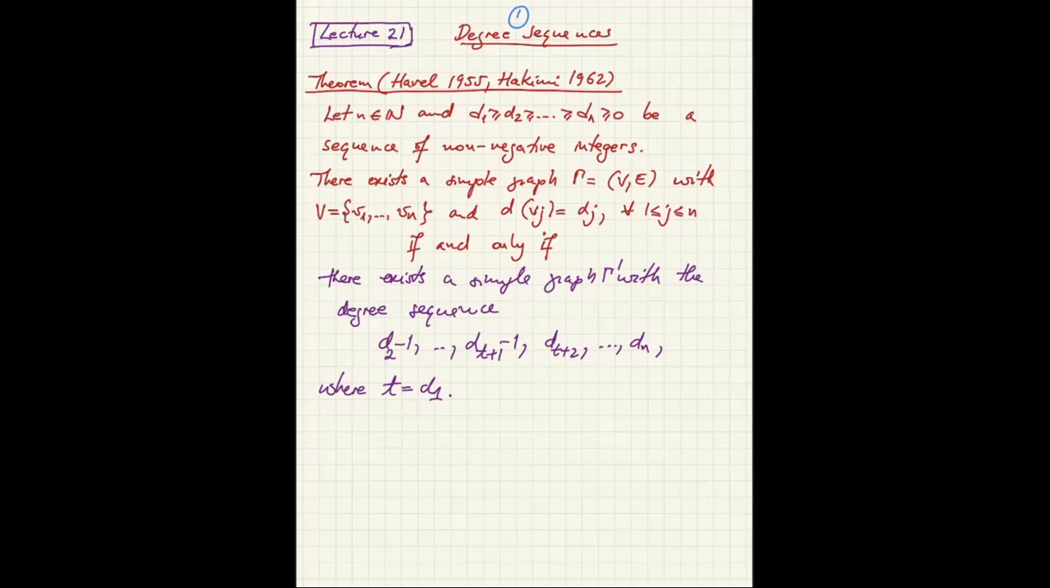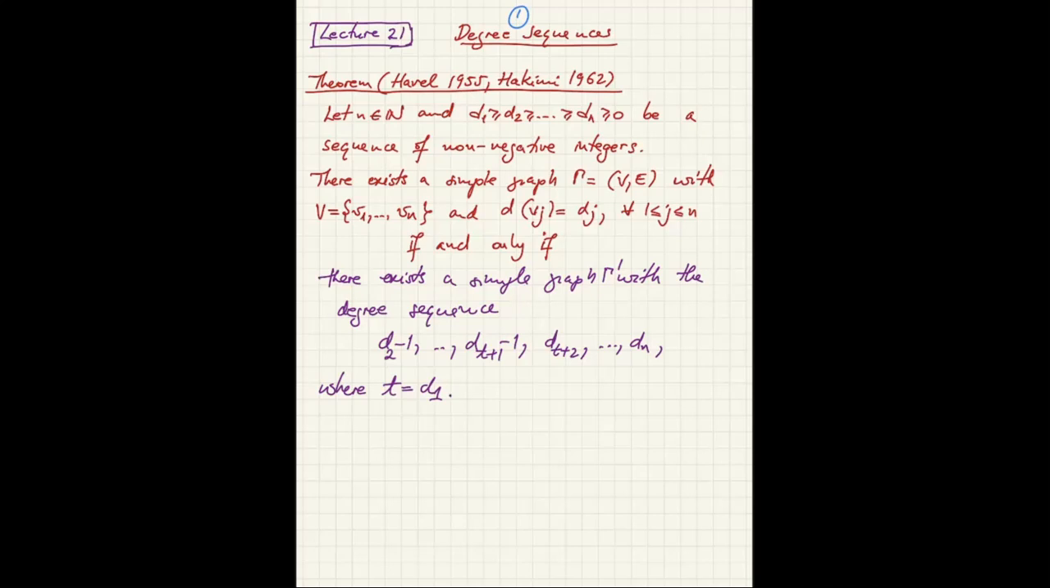So the meaning of this theorem is that checking whether or not a sequence is a degree sequence of a simple graph on n vertices can be reduced to checking that a sequence of n minus 1 non-negative integers is a degree sequence of a simple graph on n minus 1 vertices. So it gives you a recursive procedure for verifying whether or not the sequence is a graphic sequence for a simple graph. So we'll see some examples after we prove the theorem.